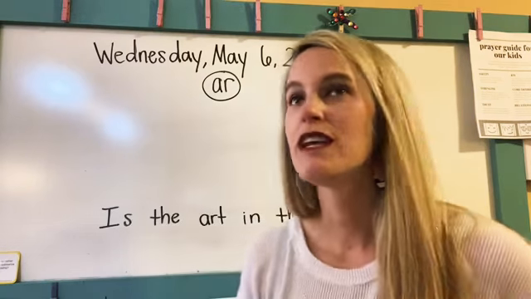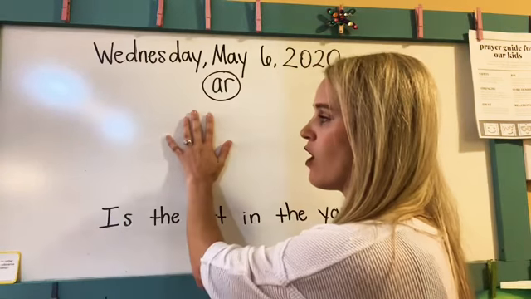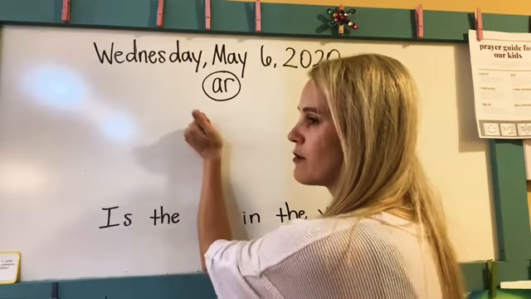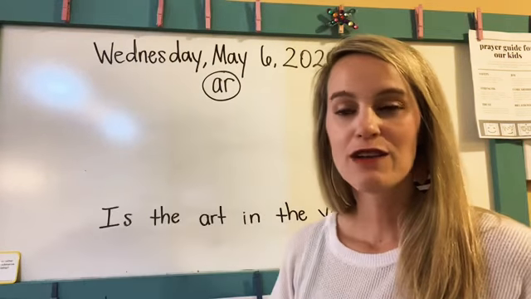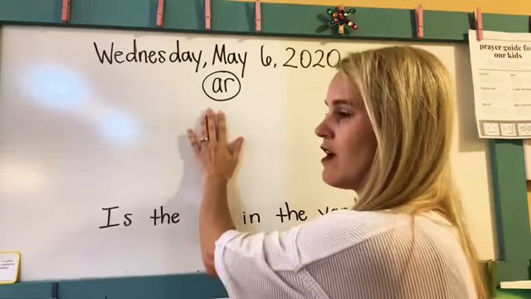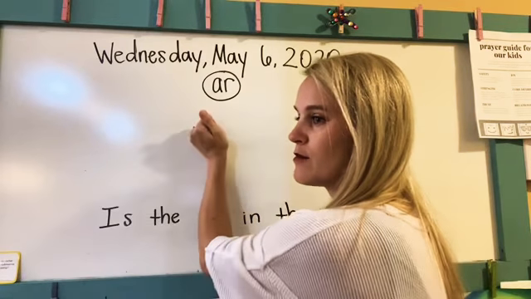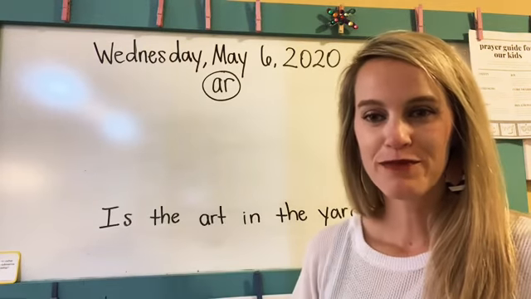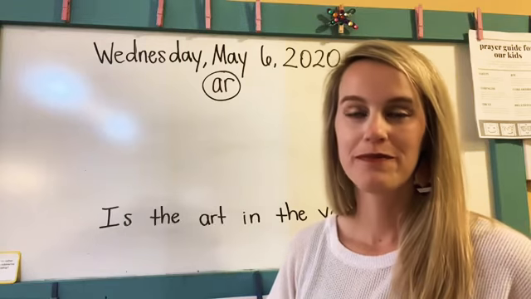Okay, the first word is arm. Arm. Okay, that R sound is one tap. Tap it with me. Arm. Tap it by yourself. Now write the word arm.